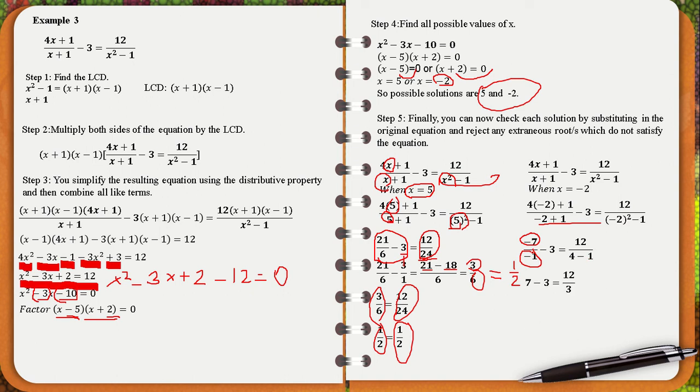So negative 7 over negative 1 is positive 7. Minus 3 is equal to 12 over 4 minus 1 is 3. So simplifying further, we have 7 minus 3 is 4. 12 divided by 3 is 4. Therefore, positive 5 and negative 2 are solutions to the rational equation.